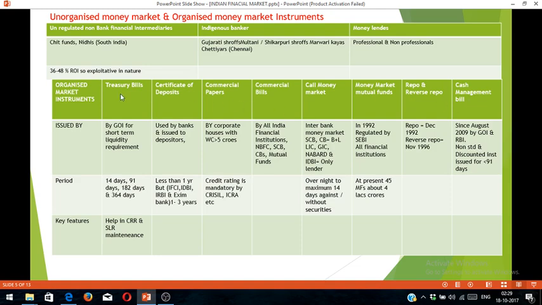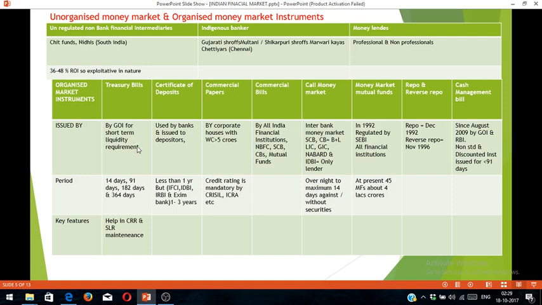So one by one, let me discuss what treasury bills are. If you study treasury bills in detail, it is a long chapter. Even one book came out on treasury bills, but in short, we only have to know those points which may come in the exam or which clarify your concept. So first, you should know who issues these treasury bills. Generally, treasury bills are issued by the Government of India for short-term liquidity requirements.